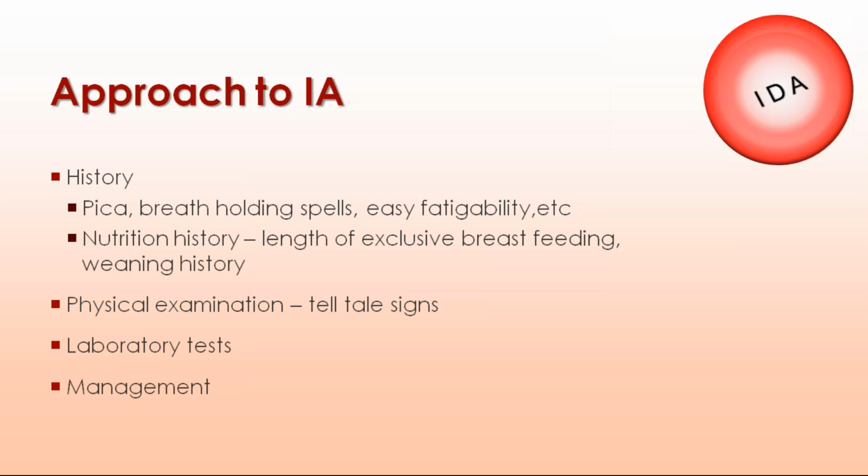In the physical examination, there are telltale signs. We'll come to that later on. Then we do some laboratory investigations to confirm the diagnosis. Then we talk about the management. So for any approach to any disease, these are the general steps: you take the proper history, do a physical examination, do some confirmatory tests, and then plan management.